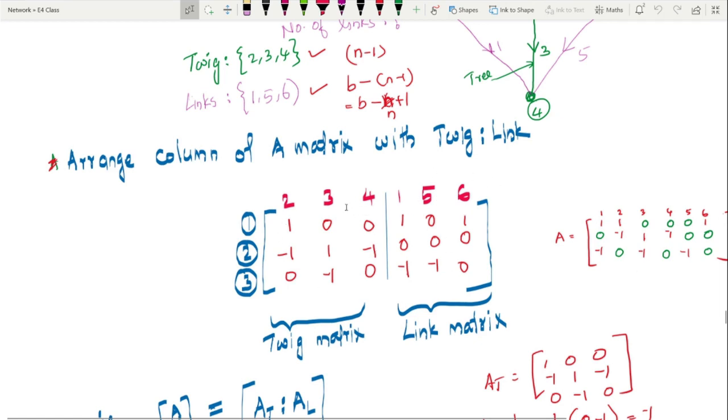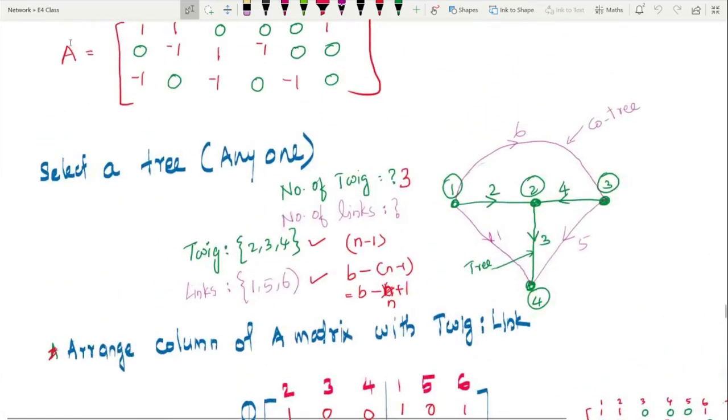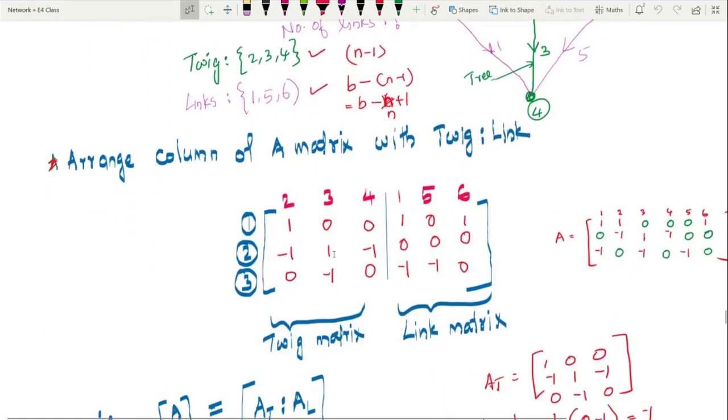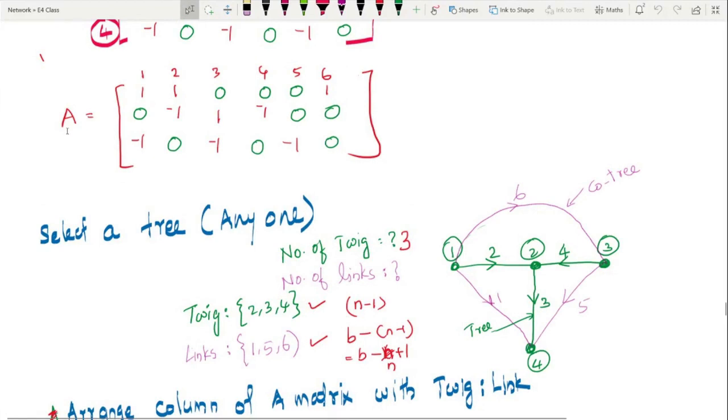Now this part is a submatrix of the reduced incidence matrix A. Similarly, when we take this part alone, that is another submatrix of the reduced incidence matrix.